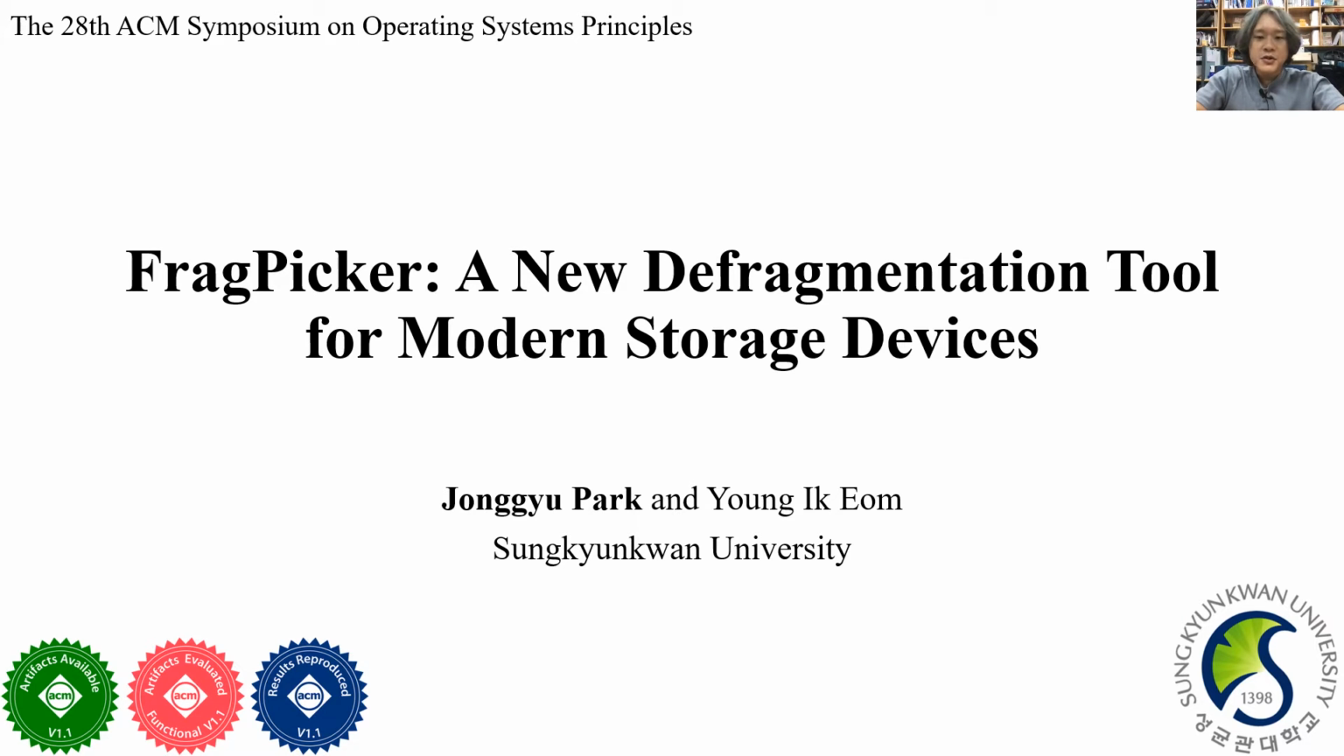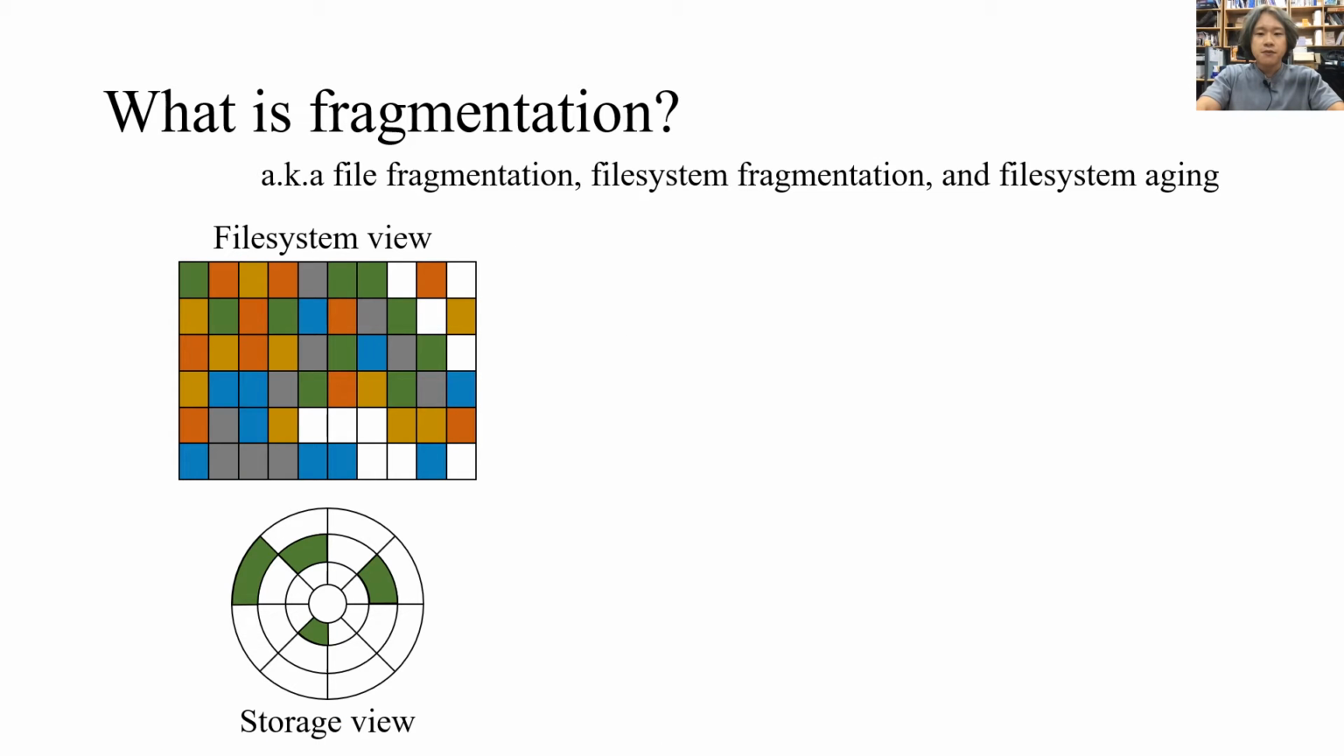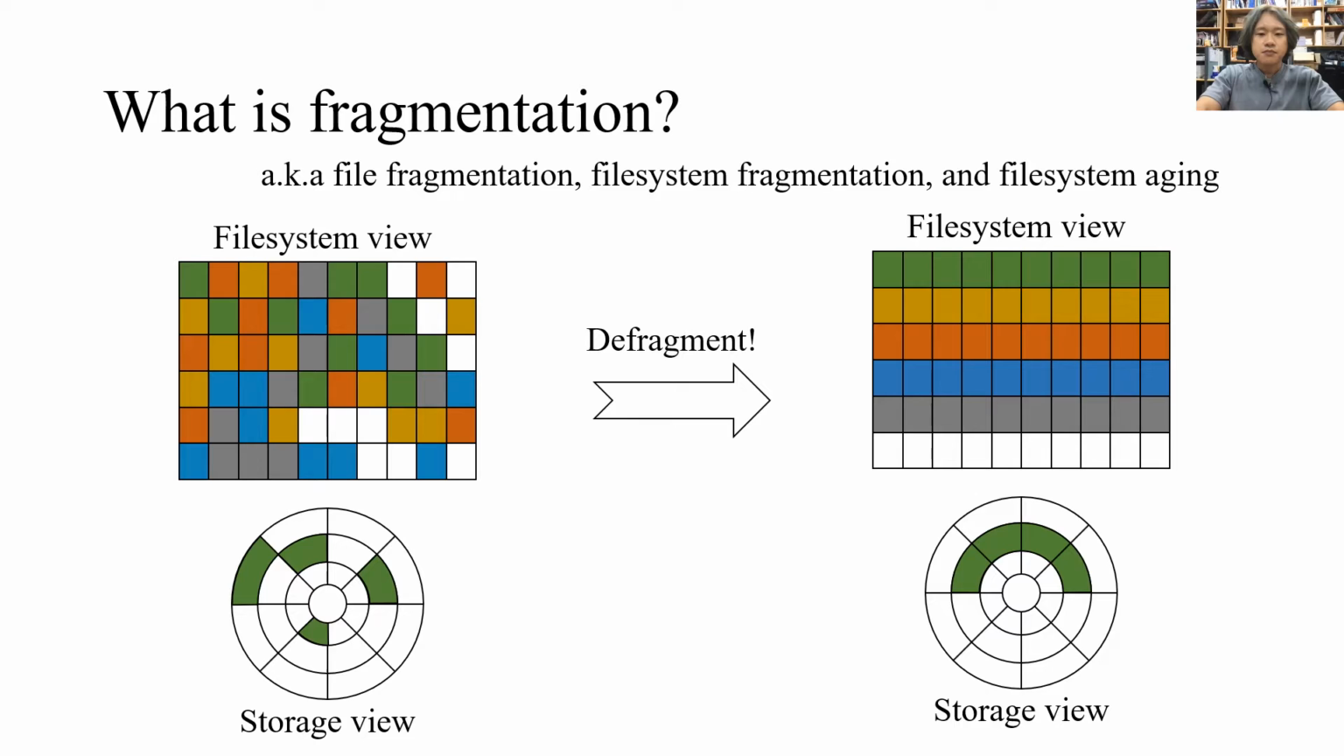I'm from Sungkyunkwan University. Today I'm going to talk about the fragmentation problem on flash and Optane storage devices and a new solution to address the problem. Fragmentation is a phenomenon where file blocks are scattered across multiple non-contiguous areas. It is commonly called file fragmentation, file system fragmentation, and file system aging. Traditionally, we believe this significantly degrades the I/O performance since it increases the seek time of the underlying storage devices. So what we can do is perform defragmentation like this.